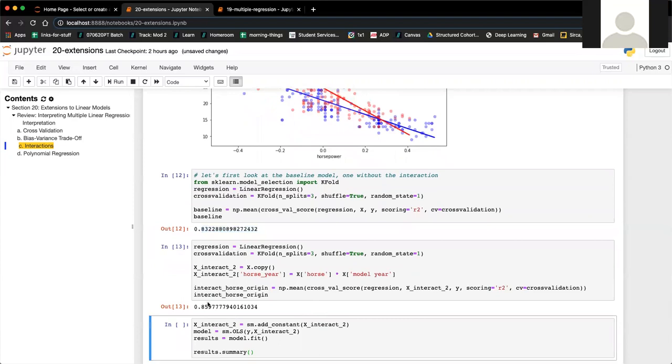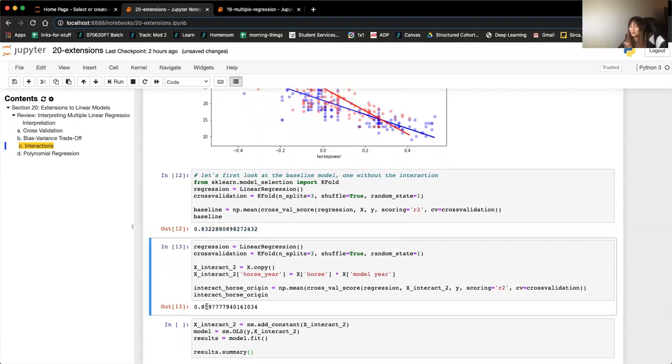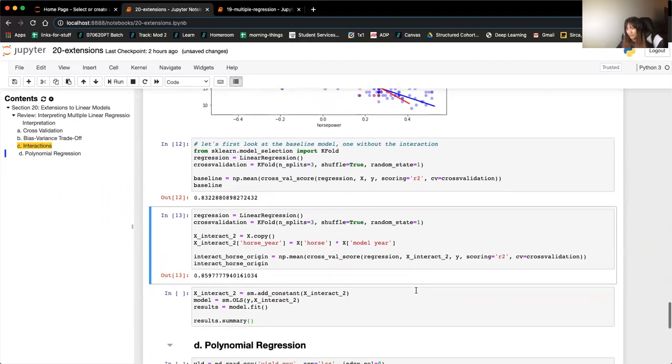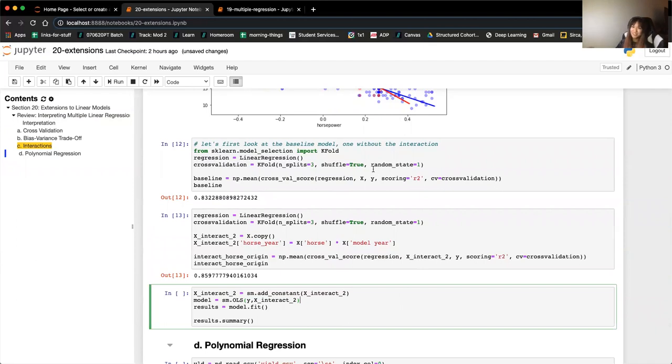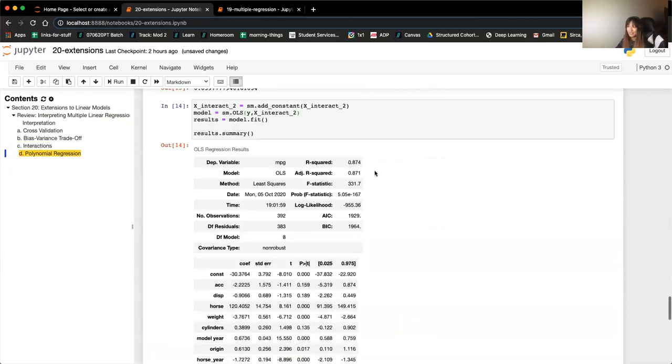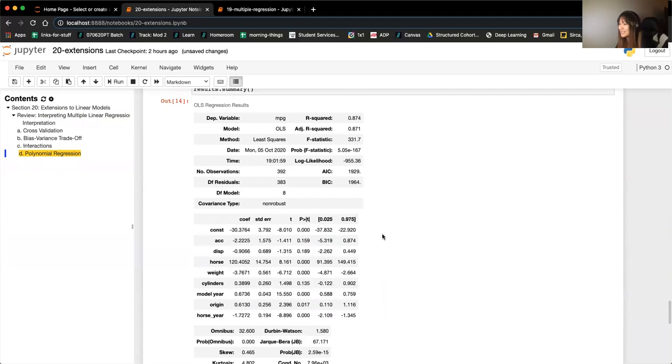You can see that the R squared actually goes up by almost 3%. So this interaction variable actually helped. Now let's show this in the OLS output to see if it's a significant variable. It's not always going to be the case that it's significant. But in this case, let's see.